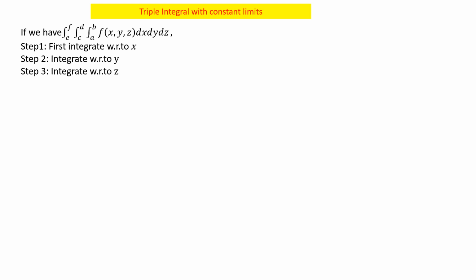In this video, we are going to talk about triple integrals with constant limits. The general form of a triple integral will be like this. There will be three integrations and there is a function in terms of x, y and z followed by dx, dy, dz. The order may be different.